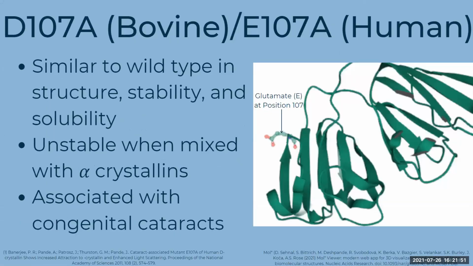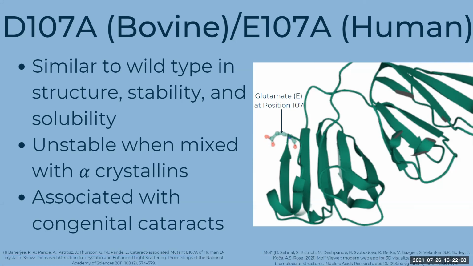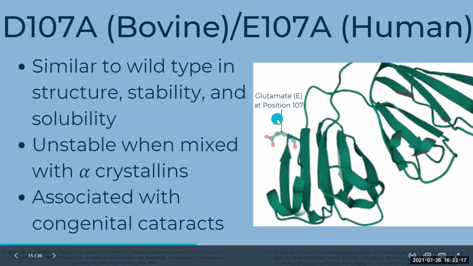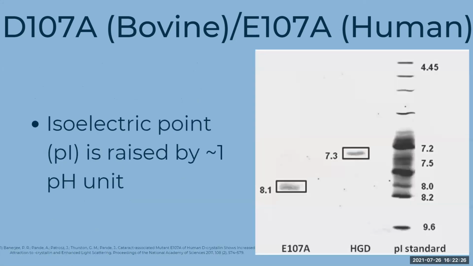The first mutation we are studying is the D107A mutation. This is a homologous mutation to the E107A mutation in the gamma D human crystallin protein. This mutation is similar to the wild type in structure, stability, and solubility. It's unstable when mixed with alpha crystallins, and it is associated with congenital cataracts. To the right, you can see the glutamate, or the E, that will be substituted for an alanine, or A, at position 107 in human gamma D crystallin. This mutation is also unique because it causes the isoelectric point, or pI, to be raised by approximately 1 whole pH unit.